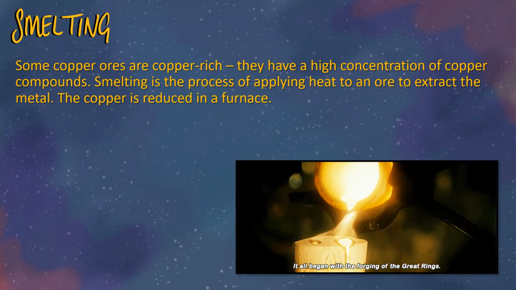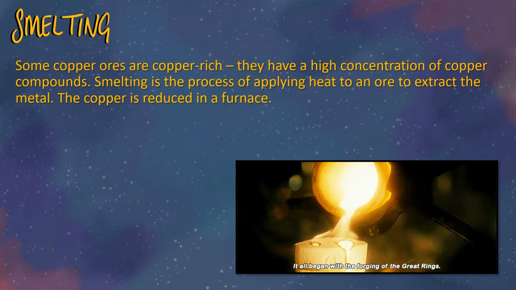Smelting. So some copper ores are copper rich. They have a high concentration of copper compounds. Smelting is the process of applying heat to an ore to extract the metal. The copper is reduced in a furnace.